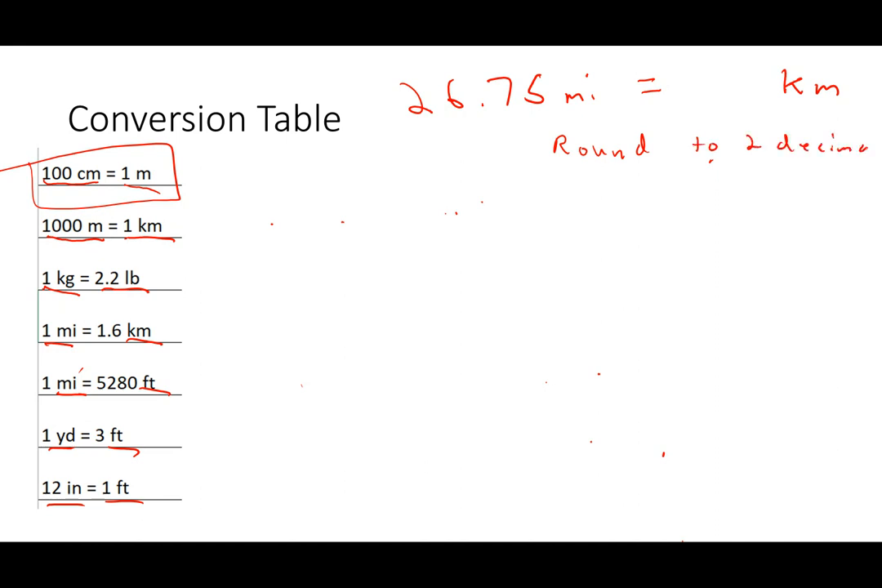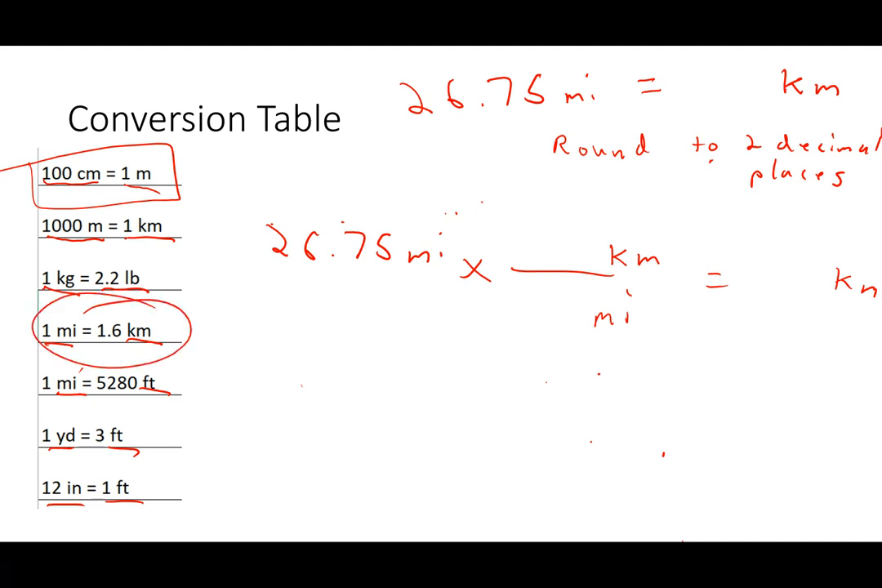Well, let's do the first part, and then I'll show you the second part. Remember, I'm going to start with my given. My given is 26.75 miles. I'm going to multiply it by something in order to get it to kilometers. I want to cancel out miles, so miles is going to go on the bottom. Kilometers is going to go on top. And what can I put here? Well, I look at my conversion table. And I know that 1 mile is equal to 1.6 kilometers. Miles is going to cancel out, and my final unit will be kilometers.